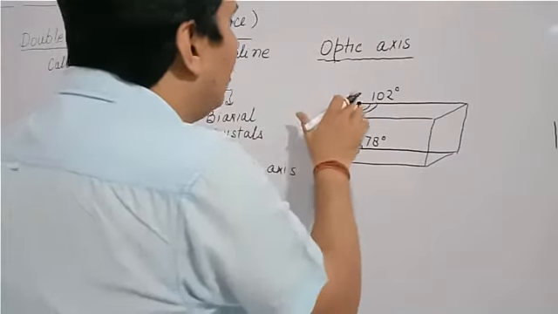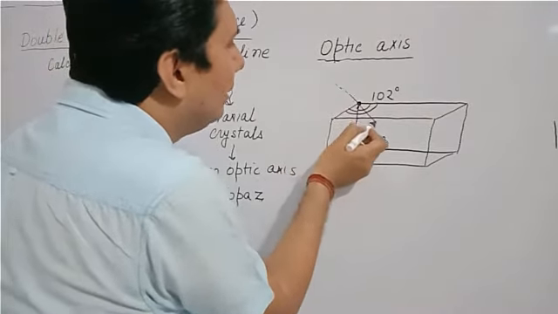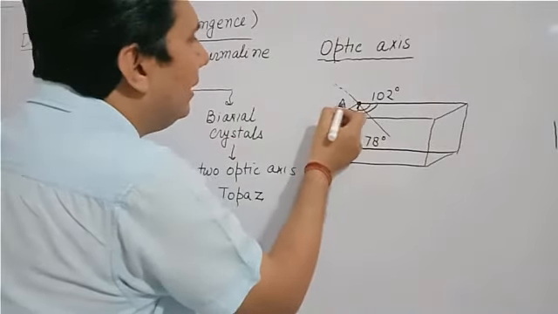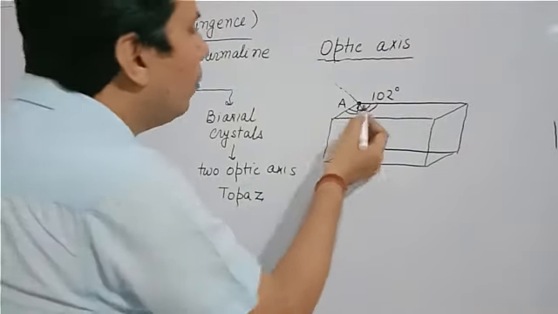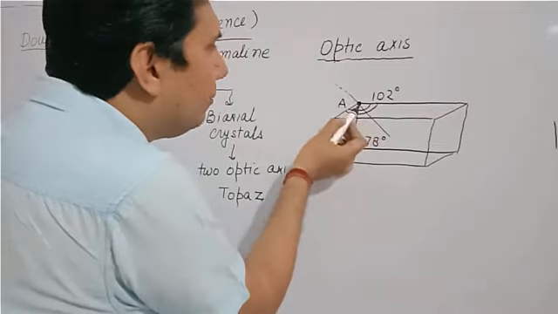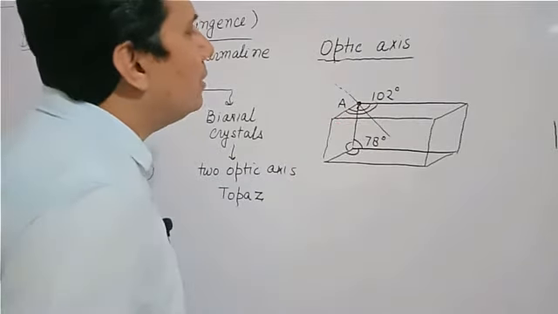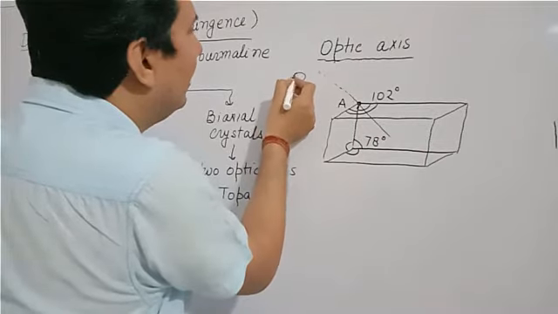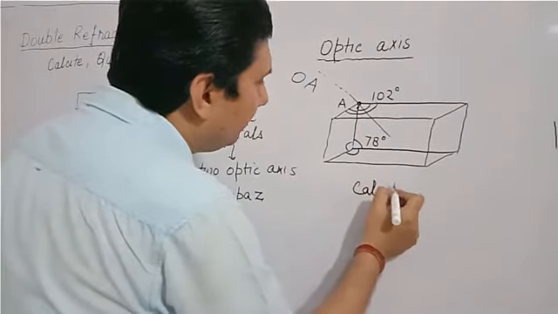Now to understand the optic axis, we will draw a line passing through this blunt corner A in such a way that this line is making equal angles with all three faces which are meeting at this point. So if we draw a line which is passing through this blunt corner A and it is making equal angles with all three faces, then this is known as optic axis. This is known as optic axis for this calcite crystal.